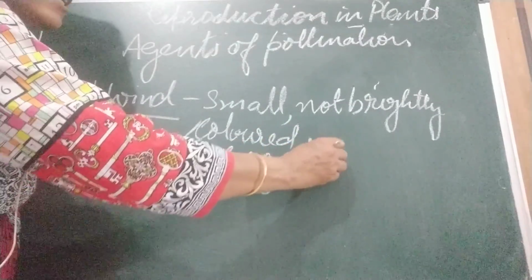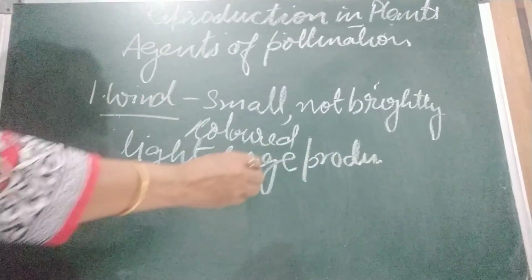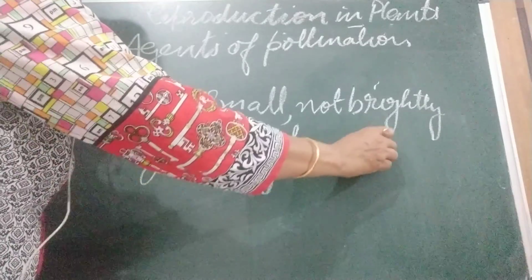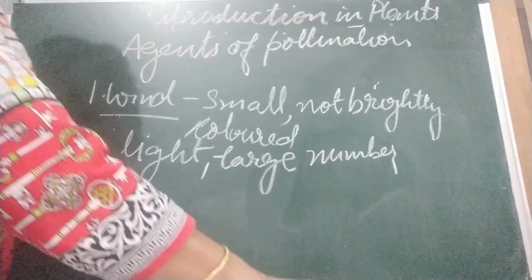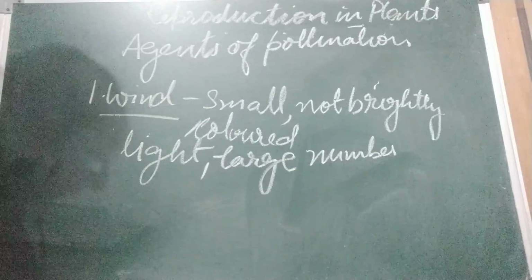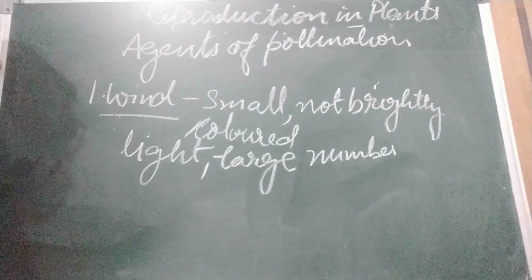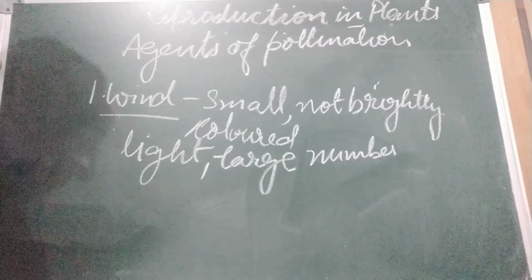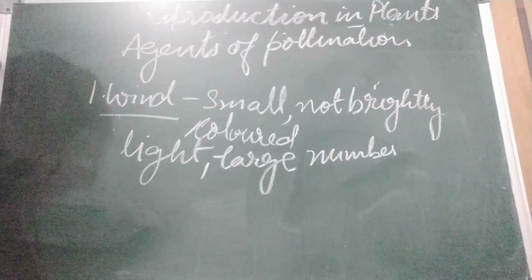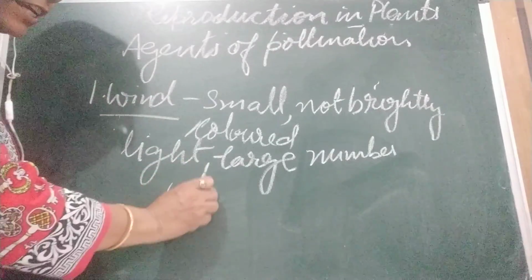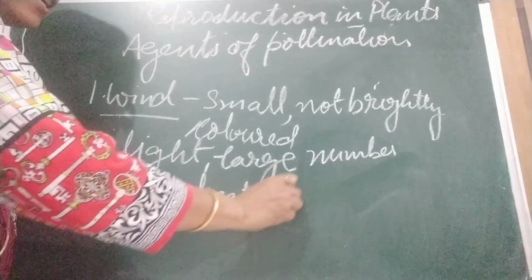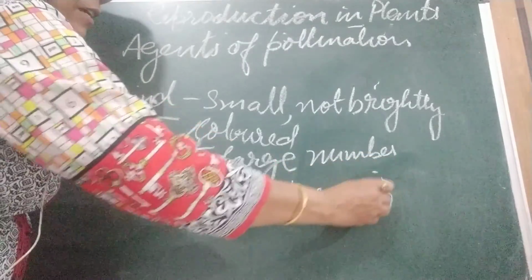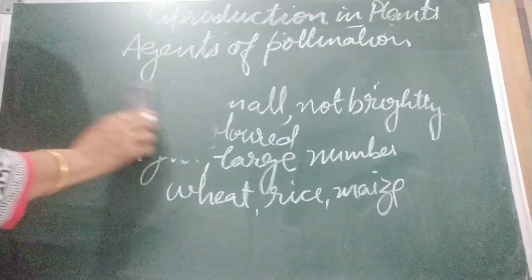Why is this the reason? Why are they produced in large number? Because they are pollinated by wind. Many are going to be destroyed. Some are going to reach their destination, meaning the flower they are going to pollinate. This type of pollination occurs in wheat, rice, maize.